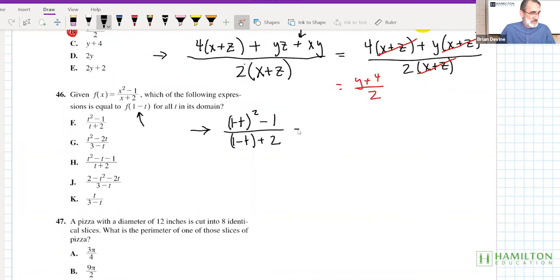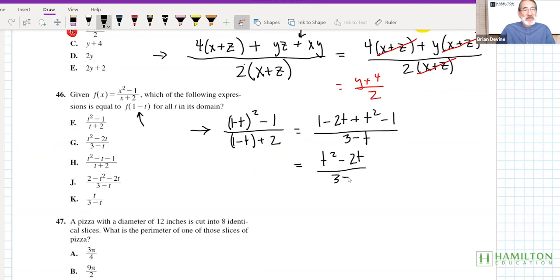And if I clean that up, I'm going to get 1 minus 2t plus t squared minus 1 over 3 minus t. And if I clean that up, I'm going to get t squared minus 2t over 3 minus t. Oh, I see that. That's G.